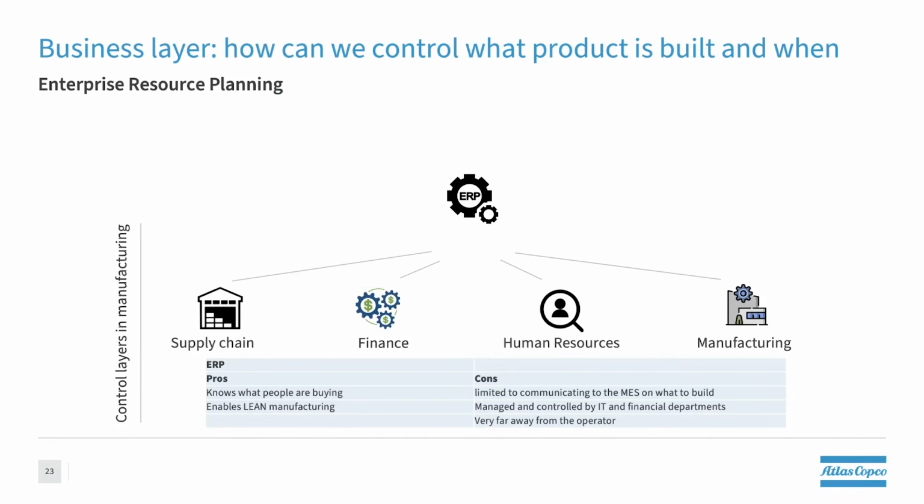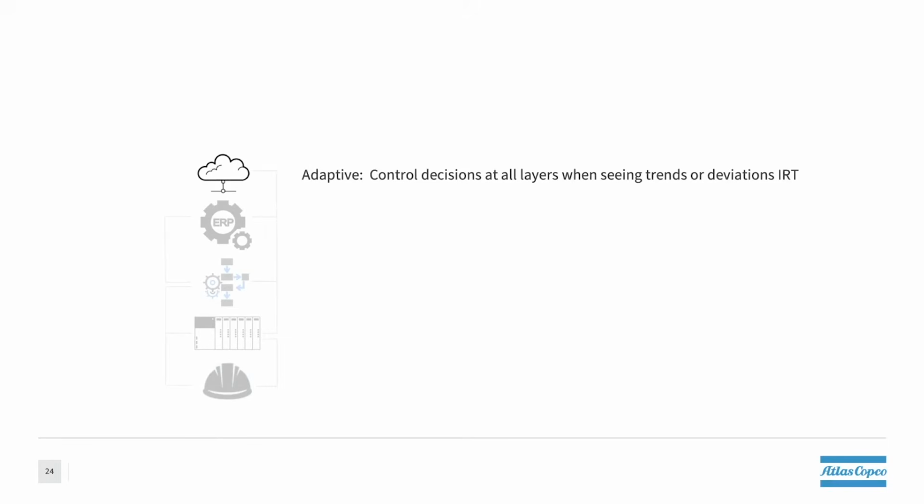Pros and cons of the ERP system: the ERP knows what people buy and it does enable lean manufacturing, but the cons are control is limited to communicating only with the MES as to what to build. It's managed and controlled by IT and financial departments. This may be a pro depending on how you look at it, since the ERP system's not designed for controlling the entire manufacturing environment. All right, the adaptive layer.